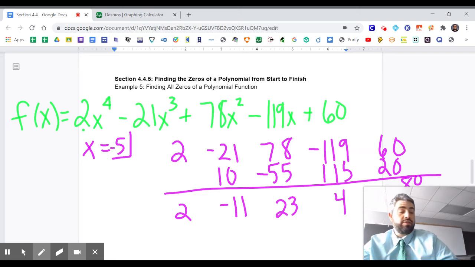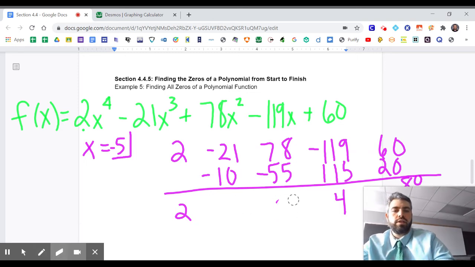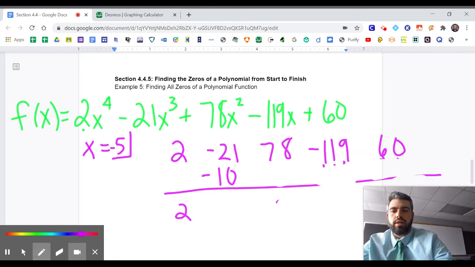What if we tried negative 5? Because we can always do that, right? So this would be negative 10. Now our numbers are going to change just a little bit, so let's get rid of these. These numbers are going to change, and we're hoping that we get a 0, right? All right, so that would be negative 10.